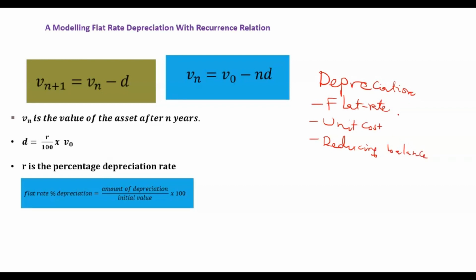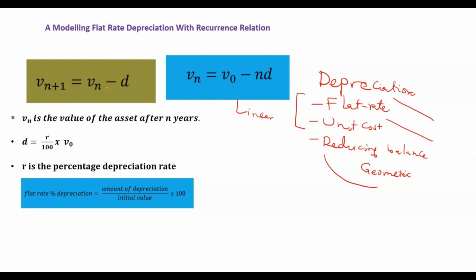The flat rate and the unit cost are both linear. The same amount is depreciating throughout the lifetime of an item. Reducing balance is geometric. It's similar to the compound interest formula, except that it's minus.